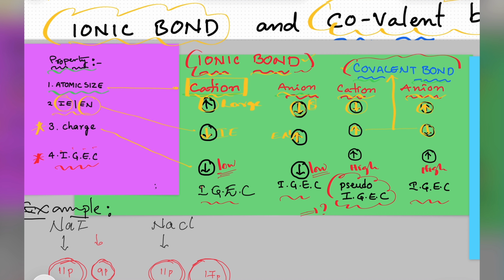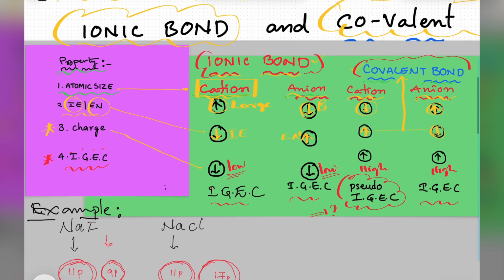Here the cation should be high, anion also high, then leads to form covalent bond. And the last one, inert gas electronic configuration. In ionic bond, every cation and anion must possess inert gas electronic configuration before participating in chemical bonding. But in covalent bond, the cation must possess pseudo inert gas electronic configuration, but the anion should have inert gas electronic configuration. This combination leads to form ionic bond and covalent bond.